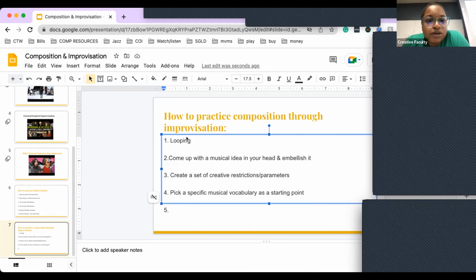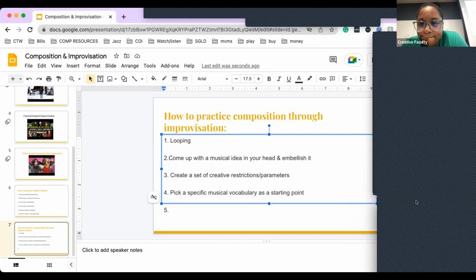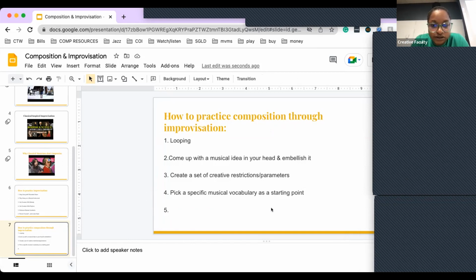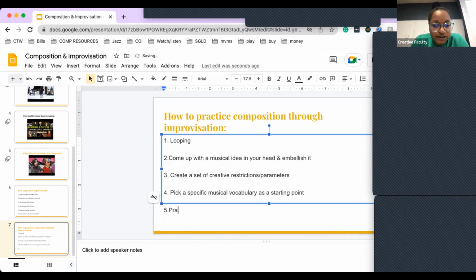How can we practice composition through improvisation? Practice. Thank you. That is not your primary instrument. Daisy, how can we practice composition through improvisation?